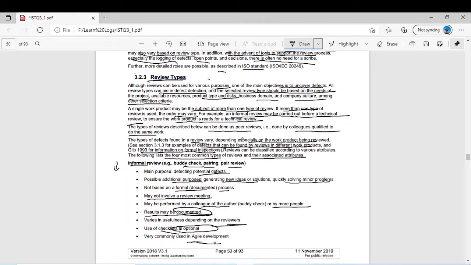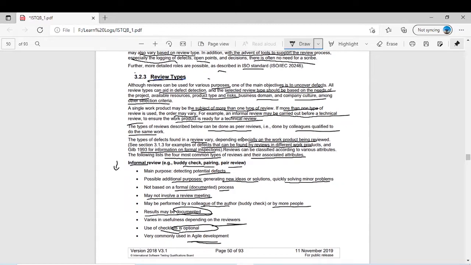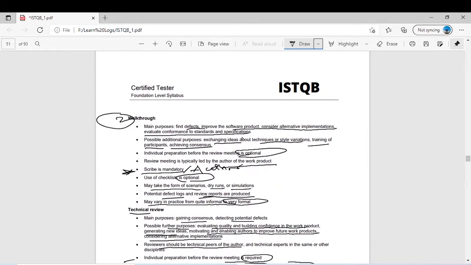Very commonly used in agile development. Those who are working in agile development, iterative methods, this informal review is very common in those techniques. But just remember, an informal review is led by the author himself or herself, and everything is optional. Checklist is optional, documentation is optional, everything is optional, because it's totally an informal review. Now we are moving one step further in the direction of formal review. It's again not formal, a kind of not formal, you can say.